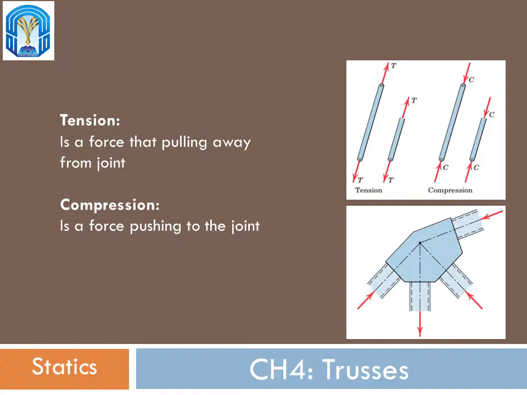And now we have two types of force: tension force and compression force. Tension force: if the force is pulling away from the joint, this is the joint, and if the force is pulling away from the joint, we call this a tension. And if the force is pushing to the joint, we call this a compression.